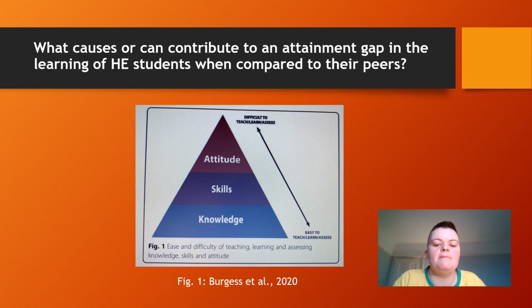Okay, and based on this triangle, attitudes, skills, knowledge, we're going to see that all the possible reasons that there could be an attainment gap in learning fall under Burgess's triangle here. They're all items that are an attitude problem or a skills problem or a knowledge problem. Every issue we're going to come across now that can cause an attainment gap is going to feed into Burgess's triangle here.